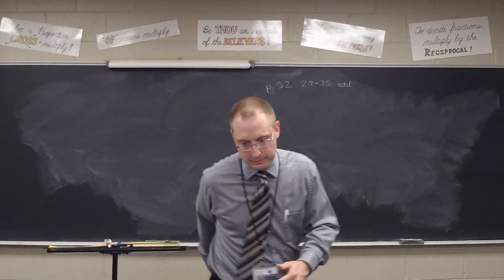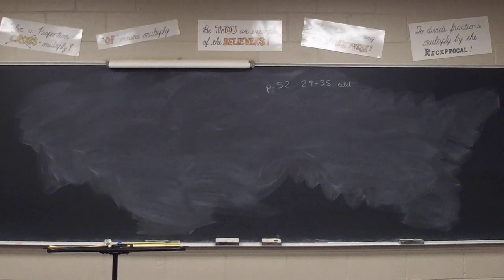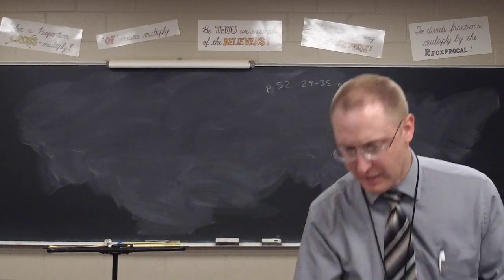Question? Now you just multiply. Right? So you go 3 times 3 is, and 2 times 1 is, and then you make it back into a mixed number. That's all.